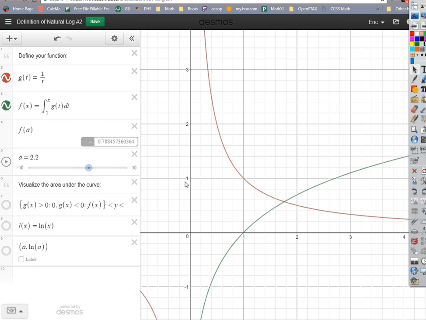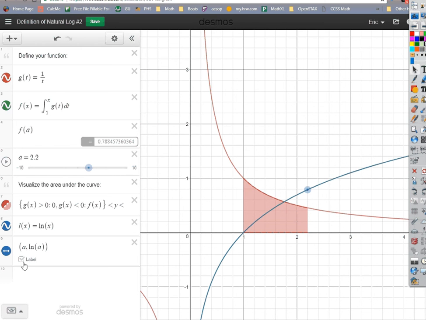If we want to add up the area under the graph of this thing, look what we get. There's the area under the curve from 1 to 2.2. So this is really the same thing as saying the natural log of 2.2, right? If I turn on this function down here, where we define this new function as L of x equals the natural log of x, notice that it overlaps perfectly with this area function. Agreed, they're the same thing, right?